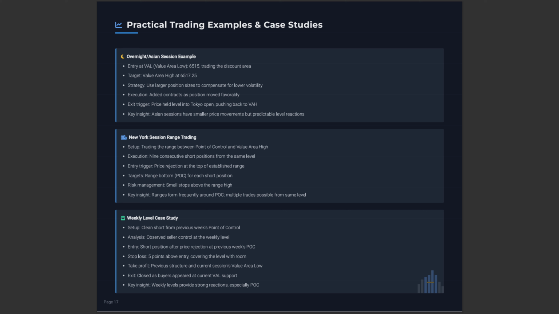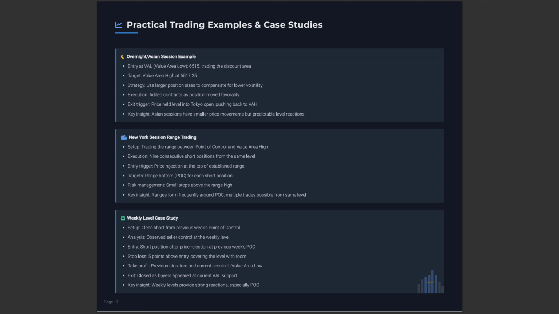Overnight Asian session example. I entered long at the value area low during Asian hours when price was trading at a discount. The setup was clean. We had previous bounces from this level, no aggressive selling into it, and clear candle rejections. I took partial profits at the value area high and held the rest. During the Tokyo Open, additional buying pressure pushed us back to the VAH for a full target hit.